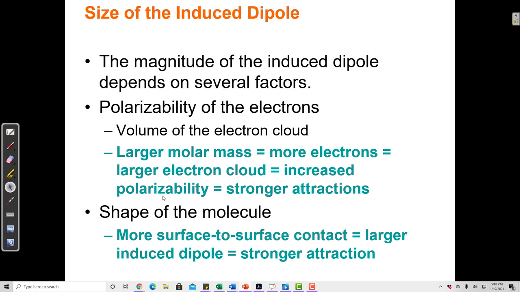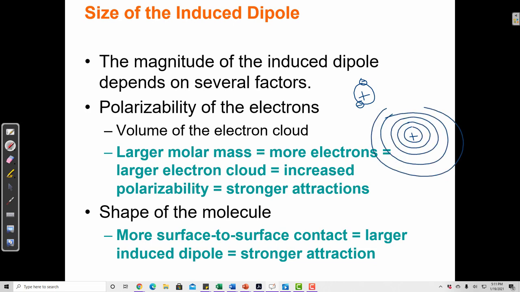So the size of the induced dipole has to do with a couple of factors. The polarizability of the electrons, which means how big is the electron shell. If we're talking about helium, those electrons are really, really close to the nucleus. That's a really small electron shell. Helium only has two electrons. So here's the nucleus, and here are the two electrons right next to the nucleus. But if we're talking about xenon, xenon has a nucleus, and one shell, and two shells, and three shells, and four shells, and five shells, right?